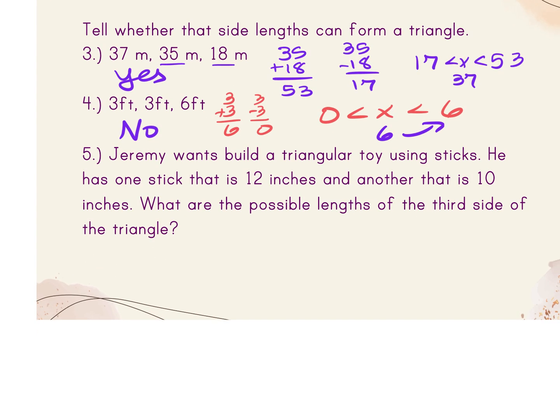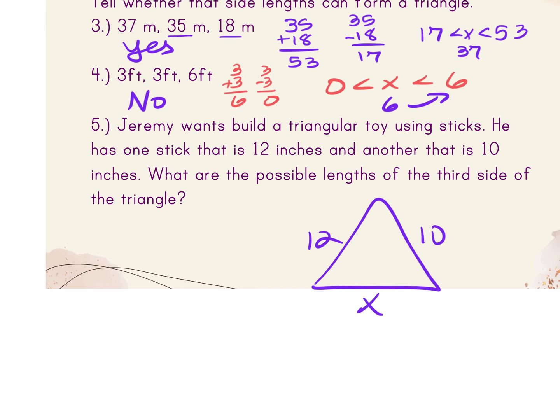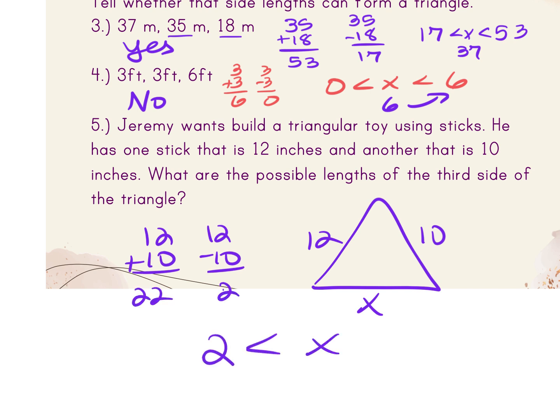This one says Jeremy wants to build a triangular toy using sticks, and he wants to know what could be the possible lengths for that third side. So we're doing exactly the same thing. Add 12 and 10, subtract 12 and 10. So then my 2 sides, or the range, will be any number in between 2 and 22. Be able to write it as a compound inequality just like this.